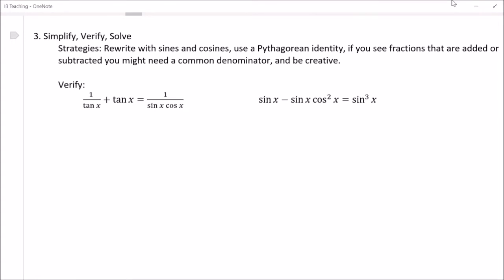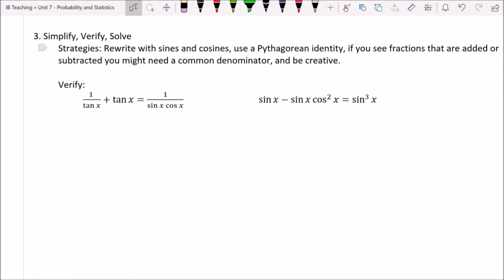Okay, so one of the things we can do, we can rewrite the information with sines and cosines only. So we may try that in the first one. We have tan here. We may write that as sine over cosine. We can use Pythagorean identities, which I'll remind you about in a second. If you see fractions that are added or subtracted, we might need a common denominator, and we've got that going on right here. And then finally, guys, be creative. Try something, okay? It's going to be some sort of an algebraic thing that you've got to do.